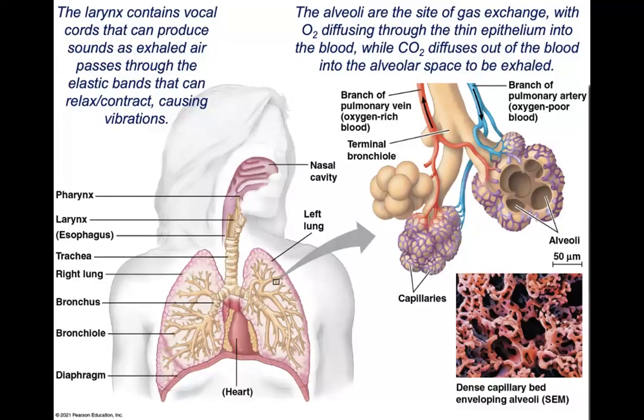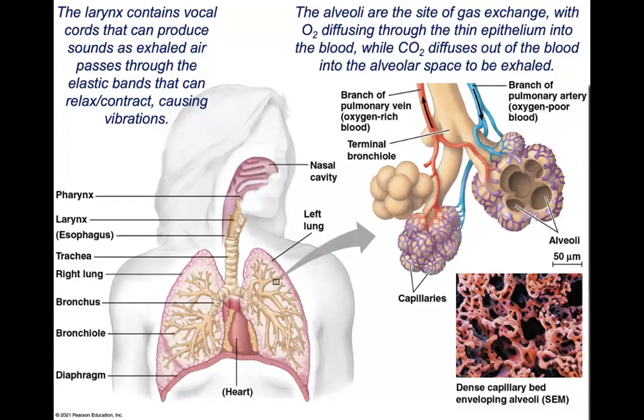Note the important structures in the pathway of airflow within the mammalian lung. The larynx contains vocal cords that can help to produce sounds as exhaled air passes through the elastic bands. These bands can relax and contract, causing vibrations, which can then cause differences in the sound that is produced.